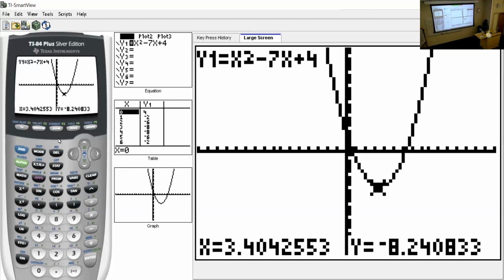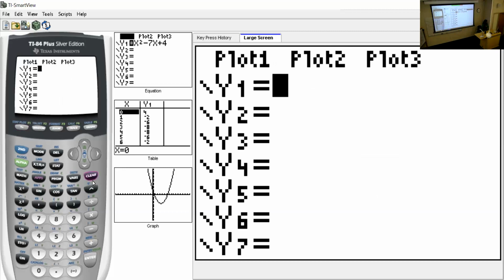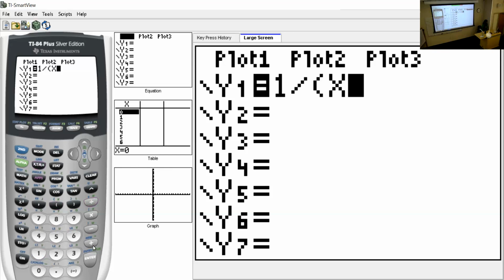Here is another. 1 divided by parentheses, parentheses are important, x plus 1. It's good enough. If you want, you can change the limits.